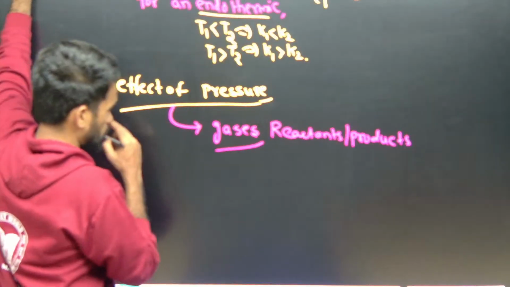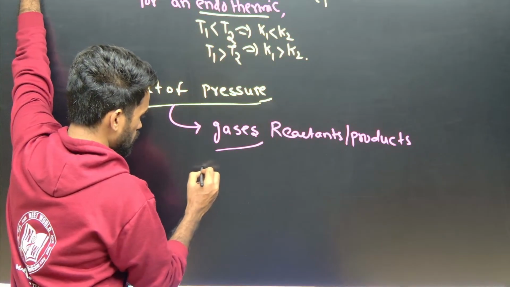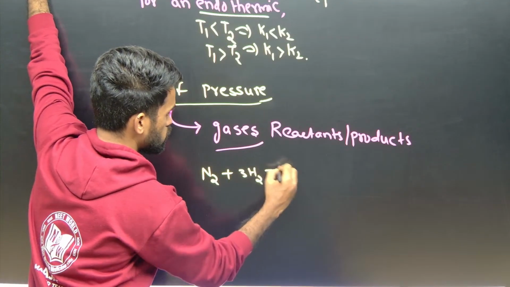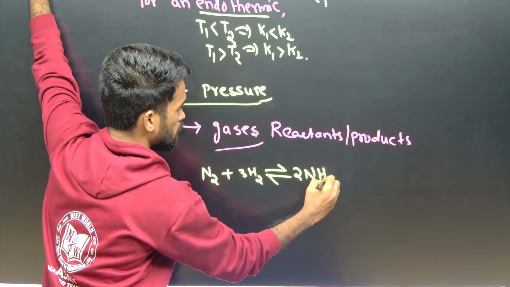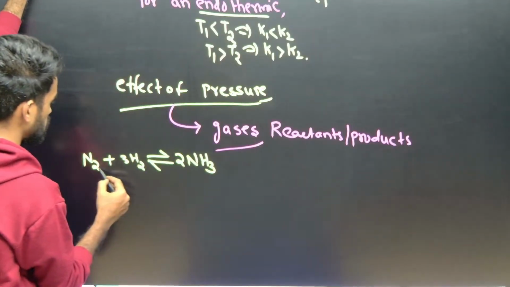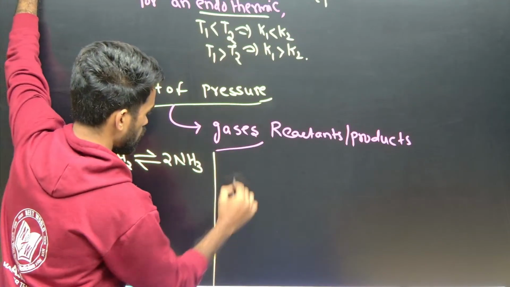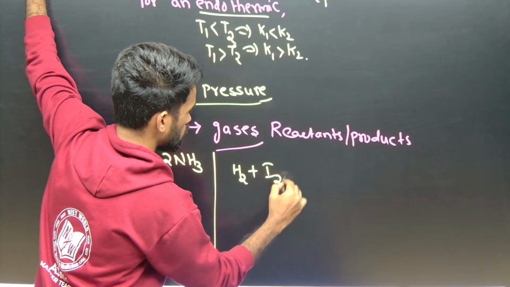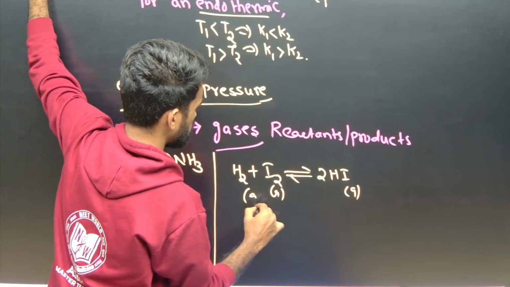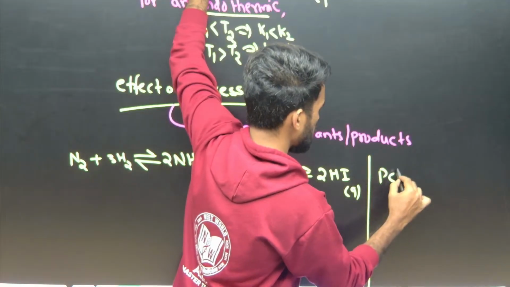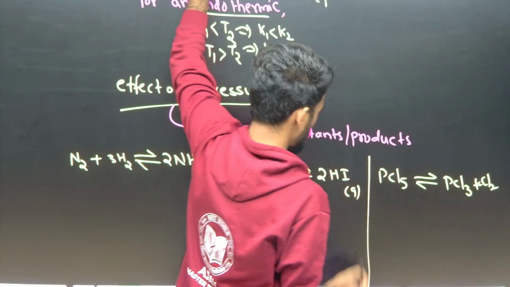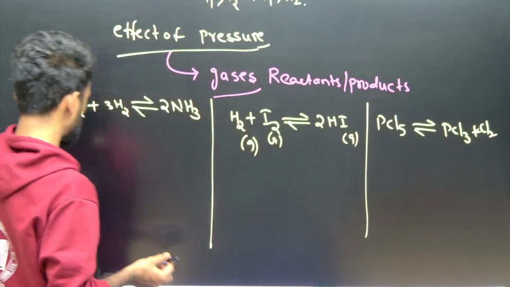Okay, then next, look at this. See, I am writing something like the formation of ammonia only. I am writing N2 plus 3H2 gives rise to 2NH3. This is one condition, and others I am making, three conditions, just try to understand this. And H2 plus I2 gives rise to 2HI. All of them are gases only. And the next, PCl5 undergoes decomposition to give PCl3 plus Cl2. Okay. So these are the three reactions. All of the reactants and products are gases only here.